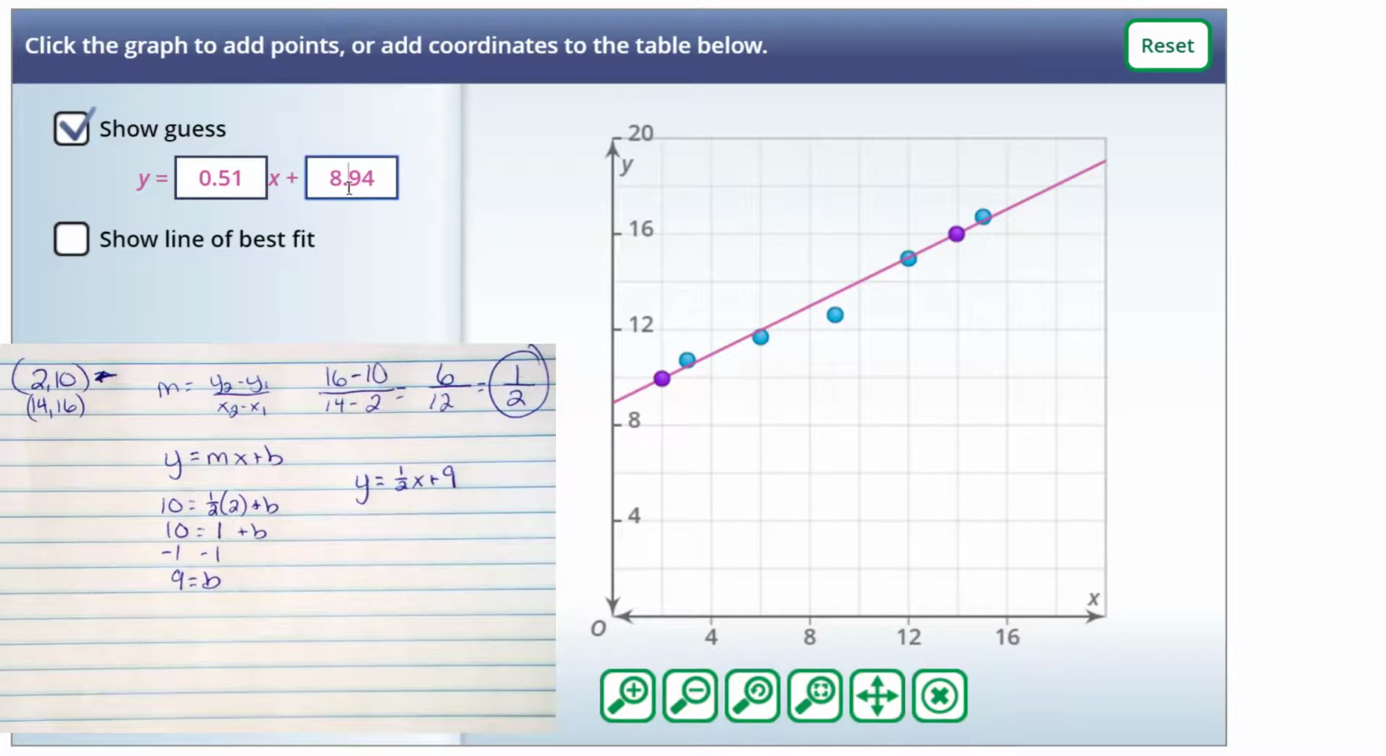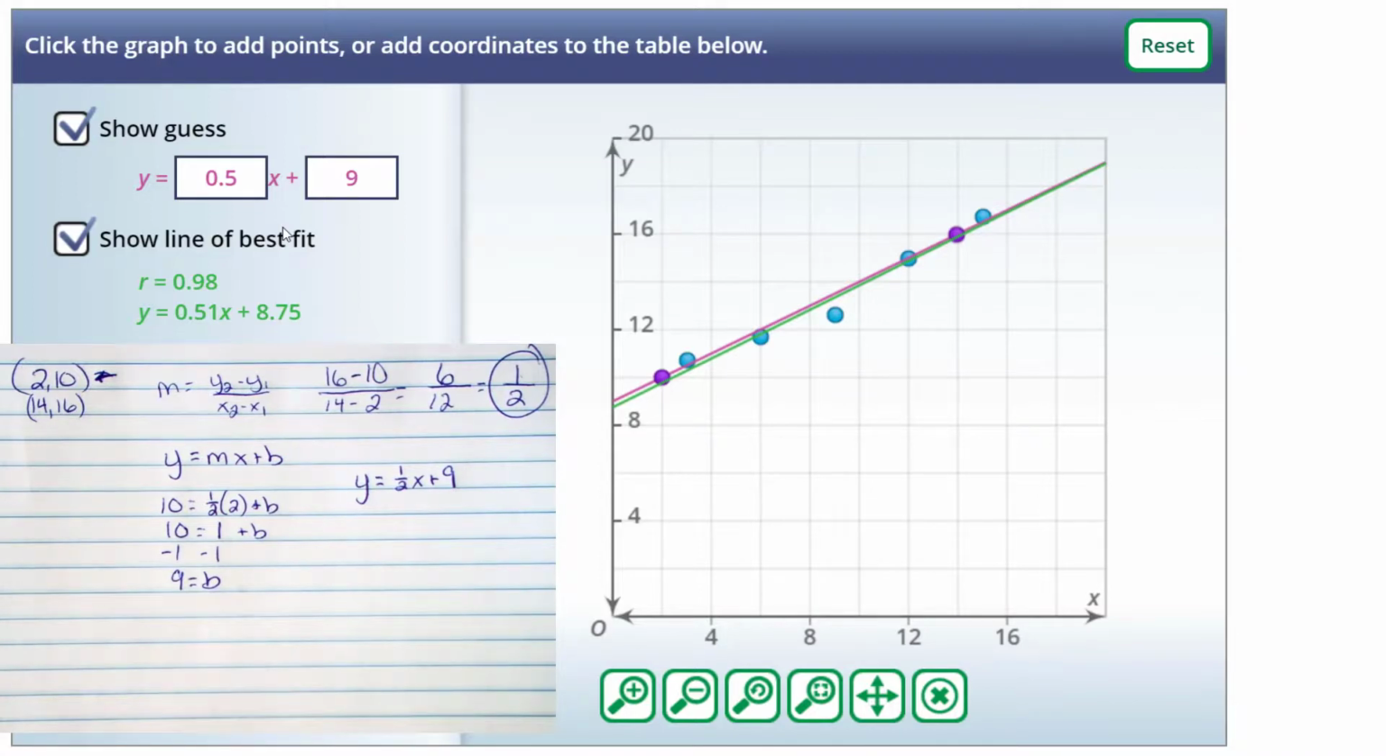Then we want to see the actual line of best fit and see how close we got. The actual line of best fit was y equals 0.51 x plus 8.75. We were really, really close. Now, the nice thing about being really, really close is really, really close will get you close approximate predictions. When your equations are further apart, your prediction is going to be further off. So now let's make some sort of prediction from this.